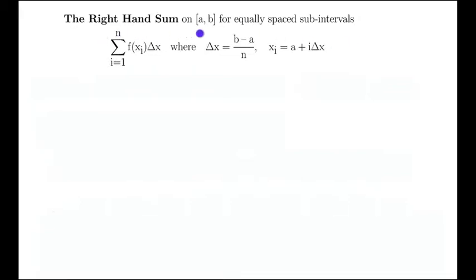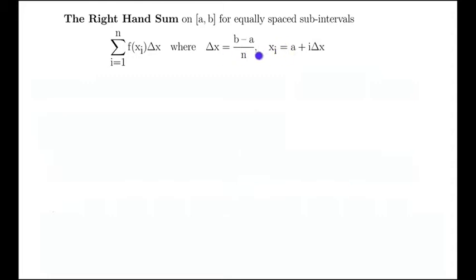Let's look at the right-hand sum again, this time on a general interval AB, but again for equally spaced subintervals. This is the formula for the right-hand sum. It's a little bit more generic. Delta x is going to be the width of each subinterval. F of xi will be the function value at the right-hand endpoint, which is given by this formula.